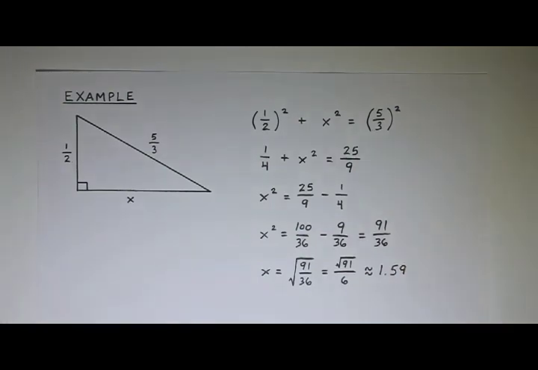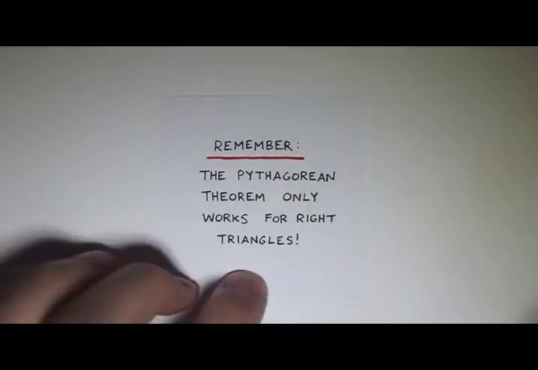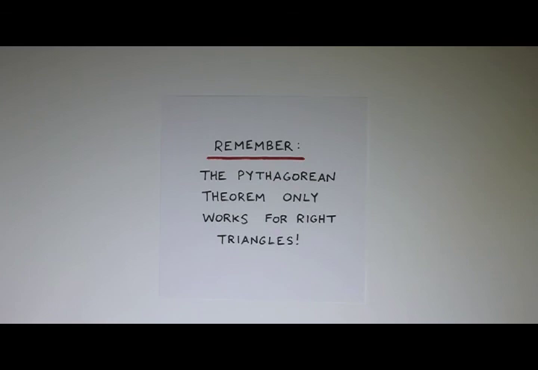Okay, so that's the basic application of the Pythagorean theorem. And I just want to remind you again that the Pythagorean theorem only works for right triangles. Sometimes it can be tempting to use it for other triangles, but then remember, what would the hypotenuse be? There wouldn't be a hypotenuse, so you can't use the Pythagorean theorem if you don't have a right triangle.